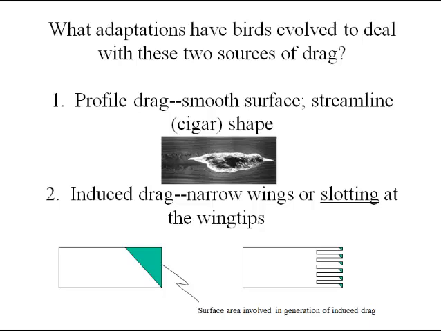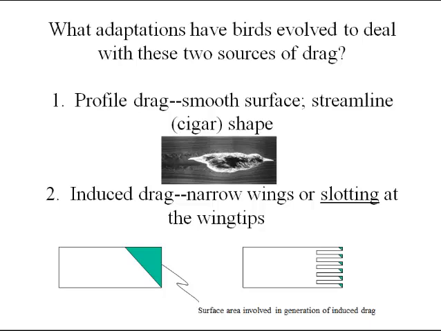Now, what adaptations do birds have to deal with these sources of drag? How do they minimize these sources of drag? The profile drag, the thing about birds is they have smooth surfaces. The feathers are very smooth, and they're streamlined or cigar shaped. The induced drag problem, when the wings become very, very broad, induced drag becomes a greater and greater threat. And so you can slot the wings, put slotting at the end. That apparently reduces the amount of area involved in induced drag. So large birds, you'll see, have slotting much more prominently than birds with narrow little wings that come to pointy wing tips.